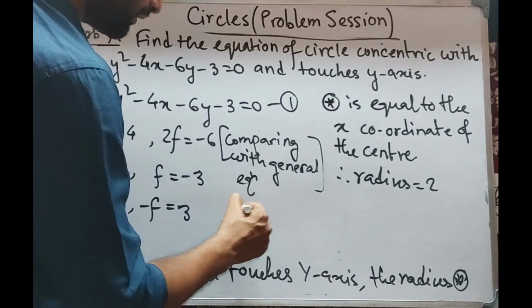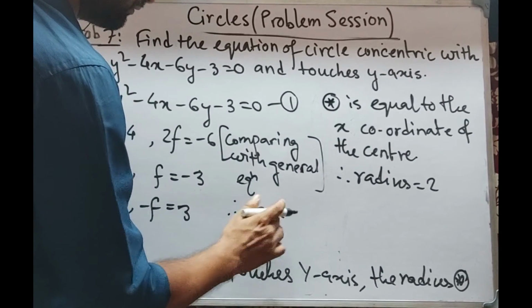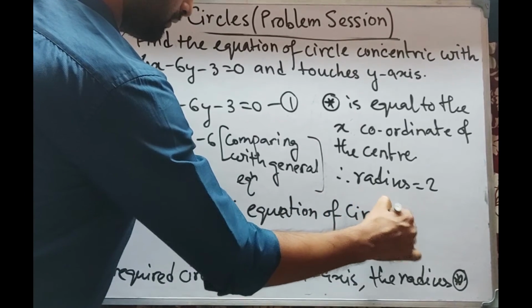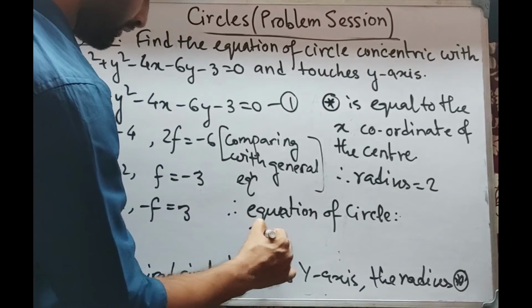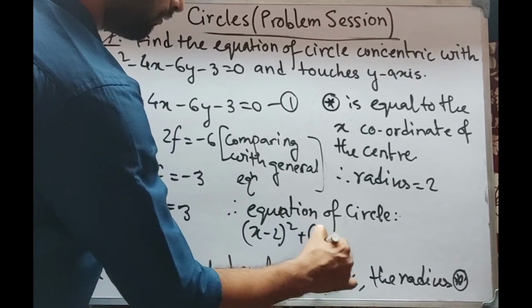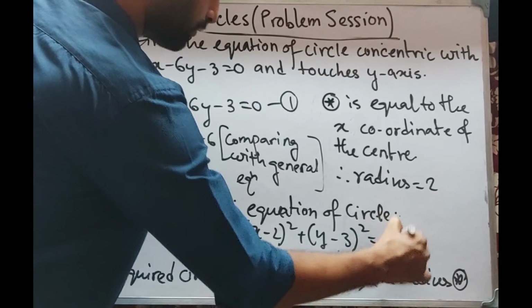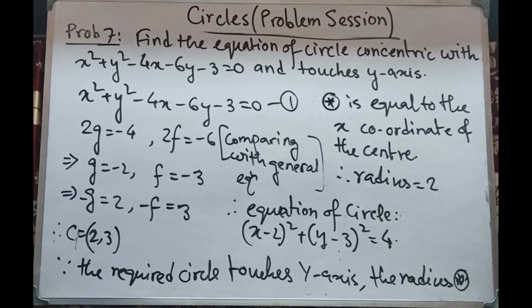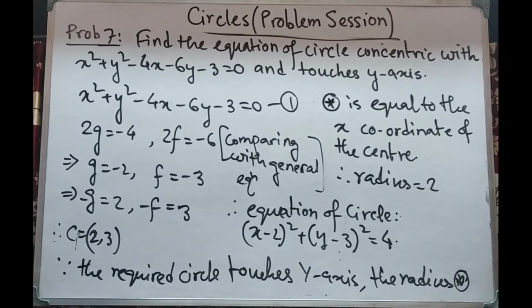So we can write the equation of the circle as (x minus 2) whole square plus (y minus 3) whole square is equal to 4. So now you can convert it into the general form, or you can keep it like this only. So very simple problem, no complications are here. These types of questions are very important for your upcoming exam.